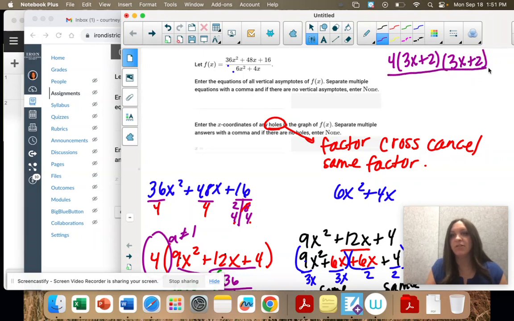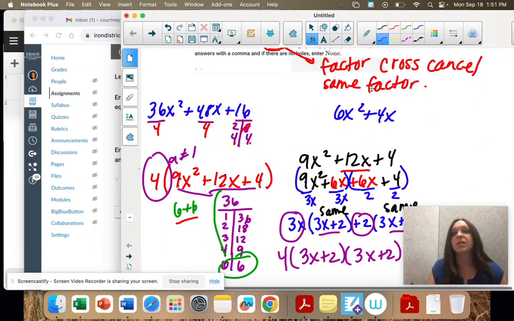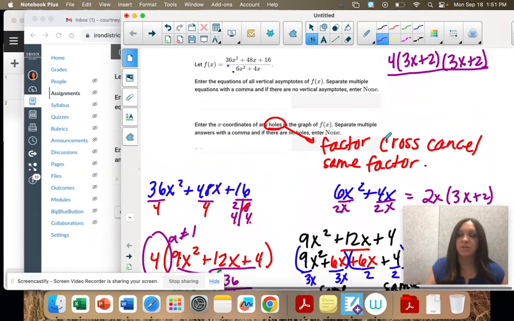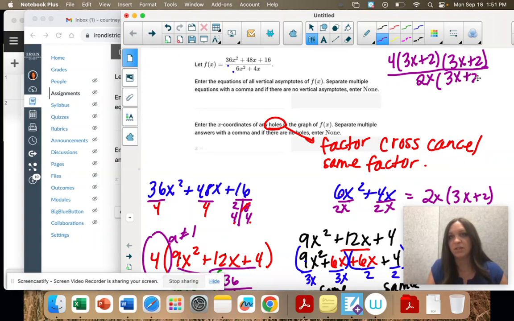Okay, the denominator factor is a lot easier. What do these have in common? Well, they both have an x, and they both divide by 2. So I'm going to take out a 2x, and we're left with, hey, 3x plus 2. 6 divided by 2, 4 divided by 2. So our denominator is 2x, 3x plus 2. And that's our hole, where these cancel out.